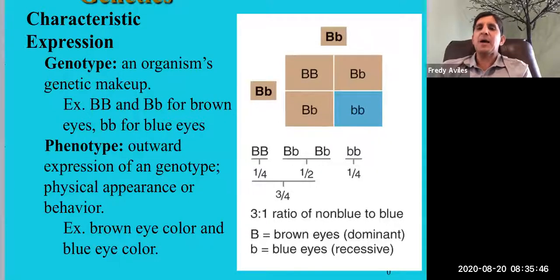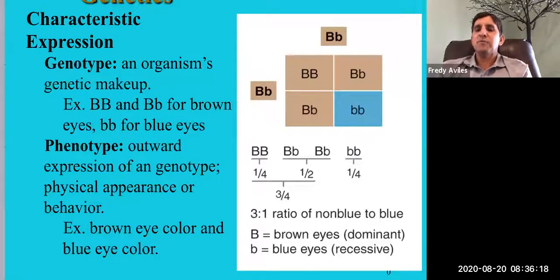Now your phenotype, however, that's the outward expression. Okay, that's what you see, the physical appearance, or maybe even the behavior. So your genotype, for instance, can be big B, little b. So you have that genotype, and then you have brown eye color. That would be the phenotype. Phenotype just means the expression. Genotype is your genetic makeup.